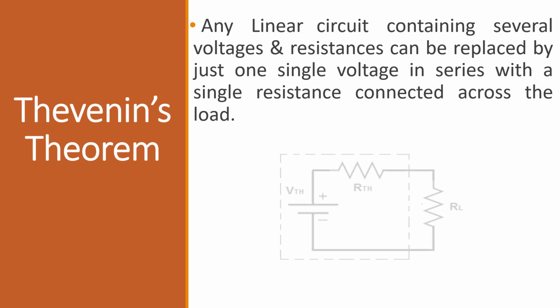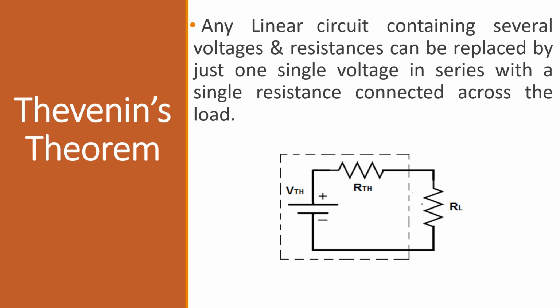Now, look at this figure. This is Thevenin's equivalent circuit where VTH is the open circuit voltage at the terminals, RTH is the input or equivalent resistance at the terminals when the sources are turned off, and RL is the load resistance.